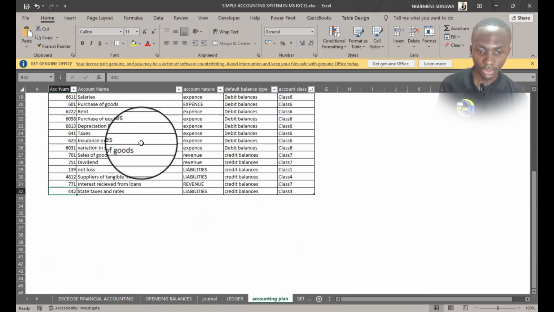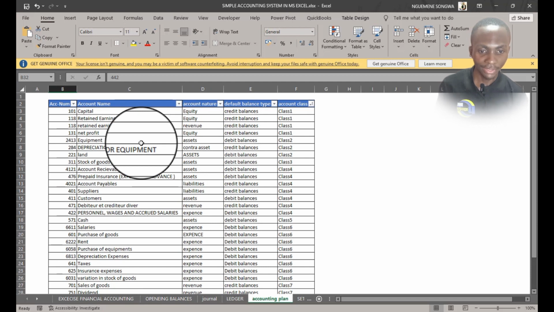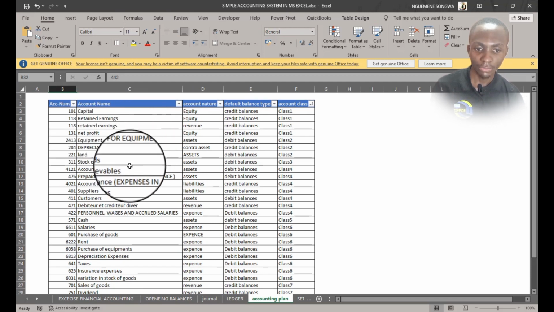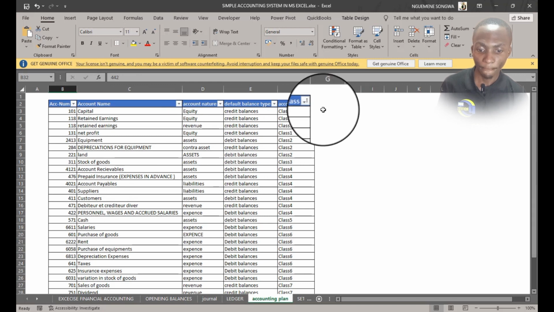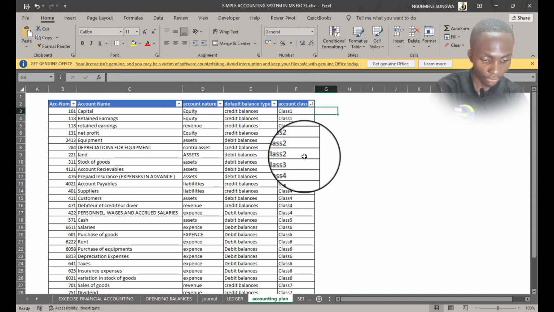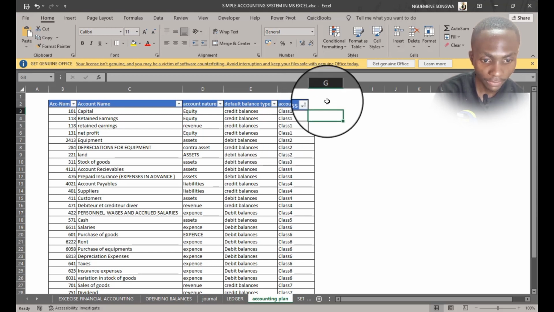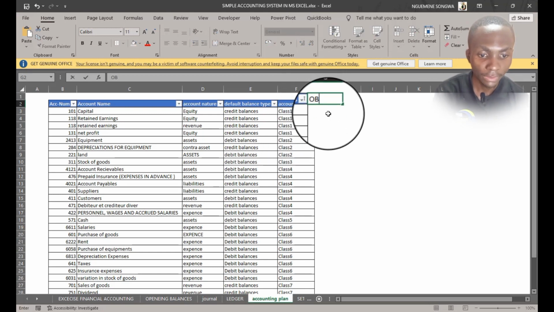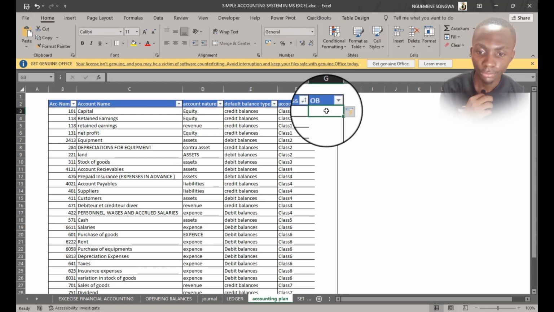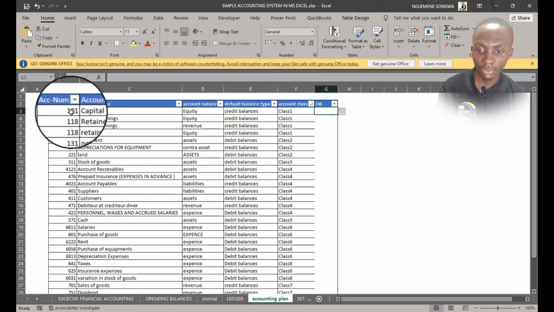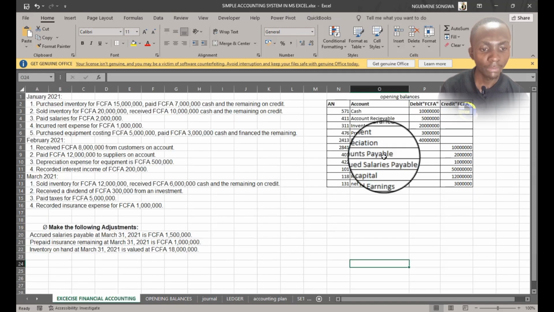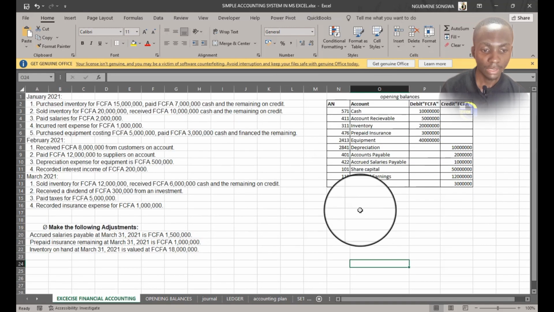So the accounting plan can just help us directly. I could just use the accounting plan and call for the opening balances. So how could I do that? I could just come here at the level of the accounting plan and talk about opening balances. And from here, I could use a function which will be able to identify the opening balance of every account from this opening balance.